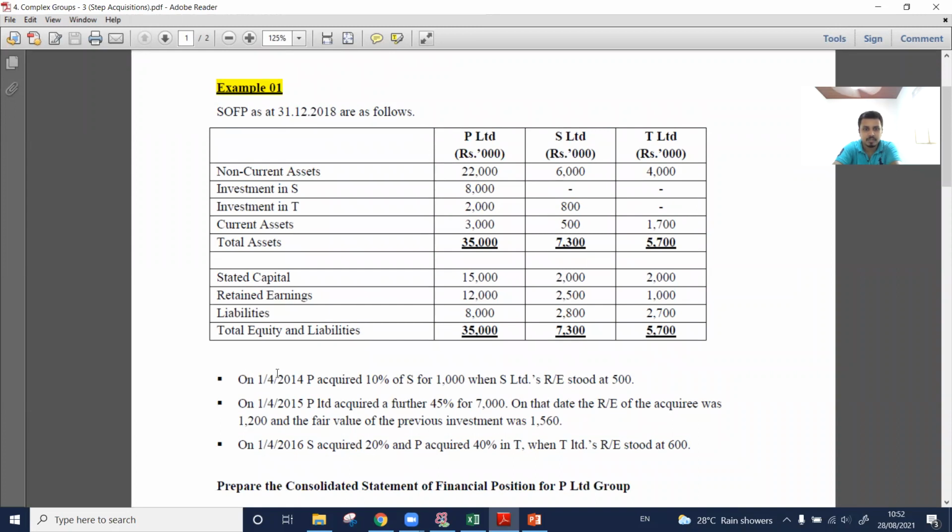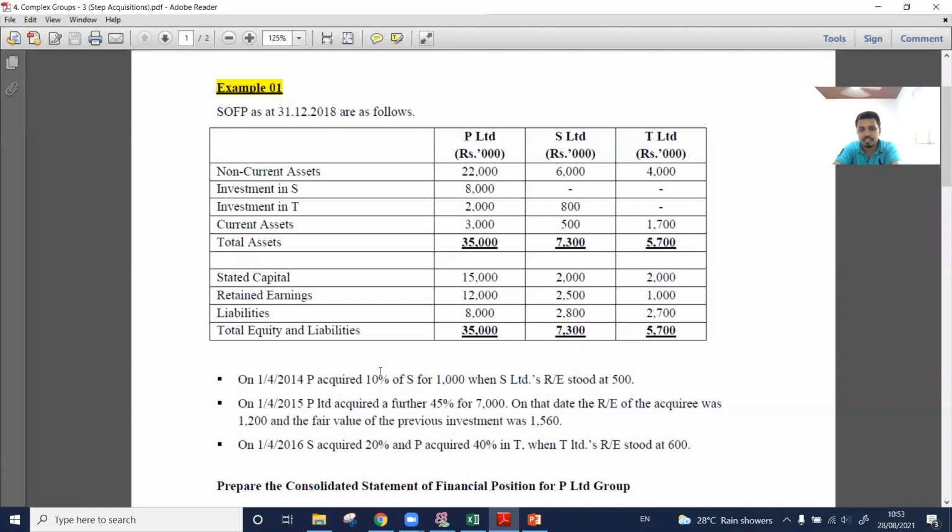On 1st of April 2014, P acquired 10% of S for 1,000 rupees. It means this 1,000 need to be accounted, or this acquisition need to be accounted as per LKAS 39 financial instruments. When S Limited's retained earnings stood at 500, that doesn't really matter. And what happened? On 1st of April 2015, P Limited acquired a further 45% for 7,000.